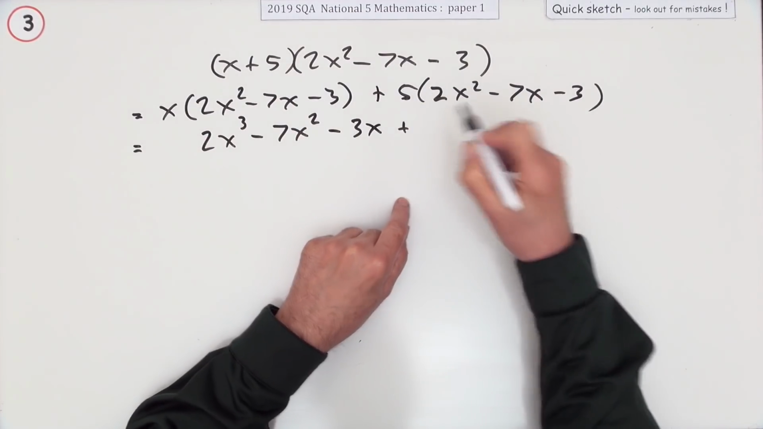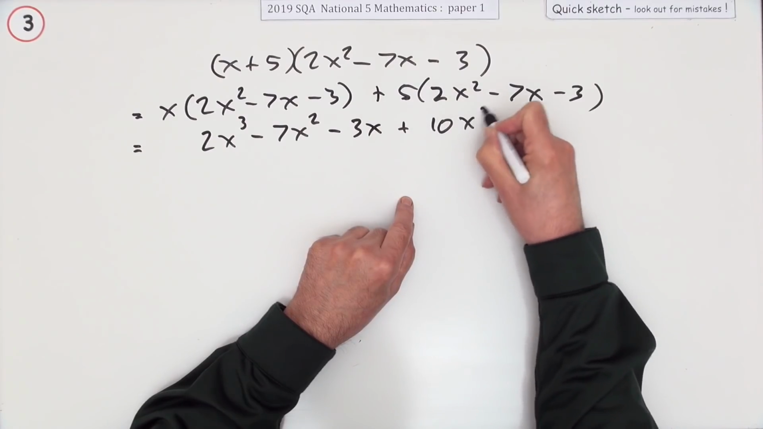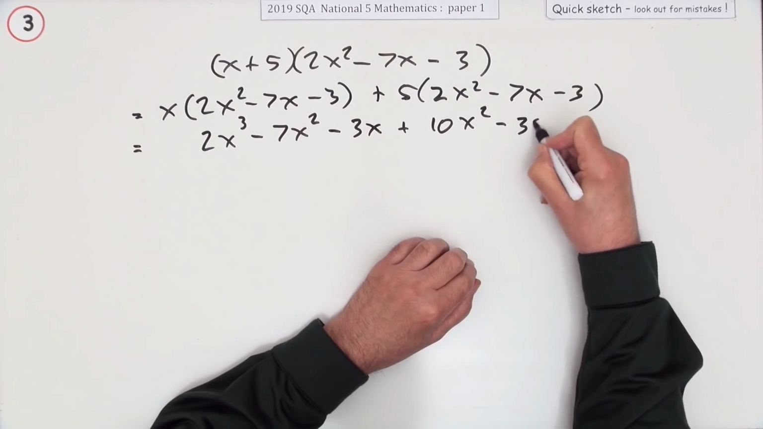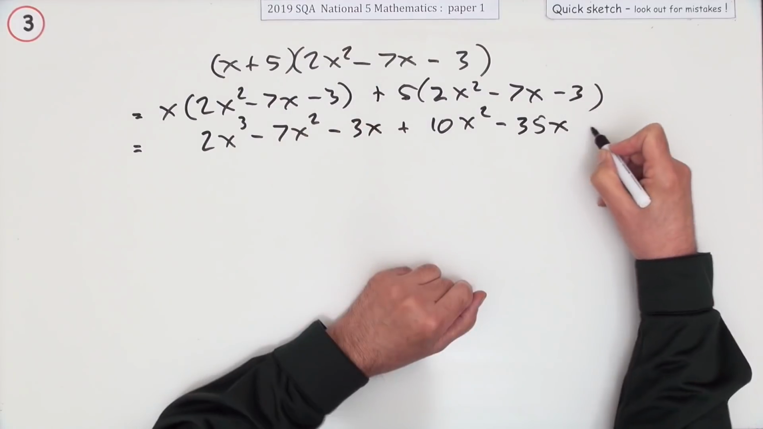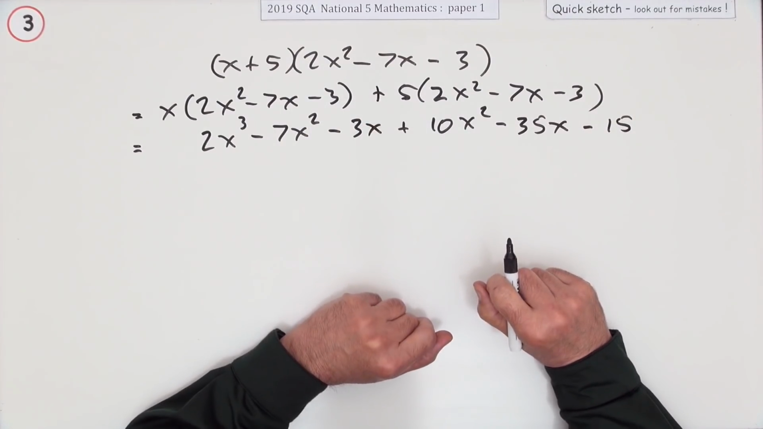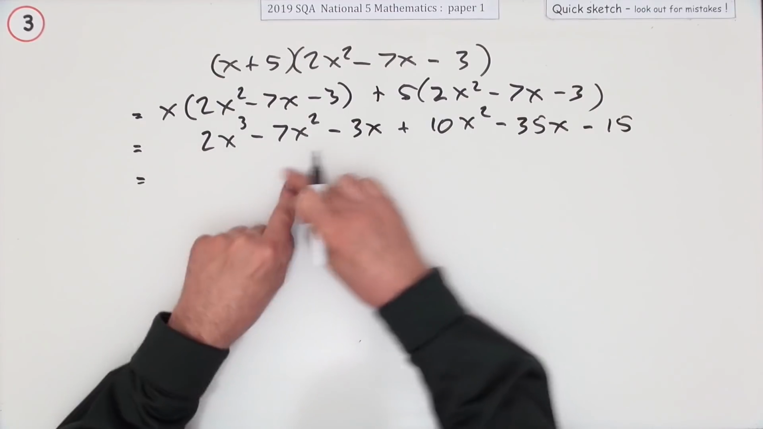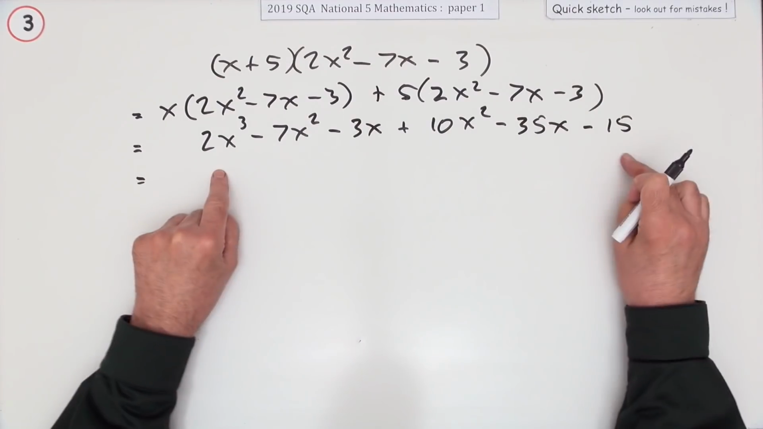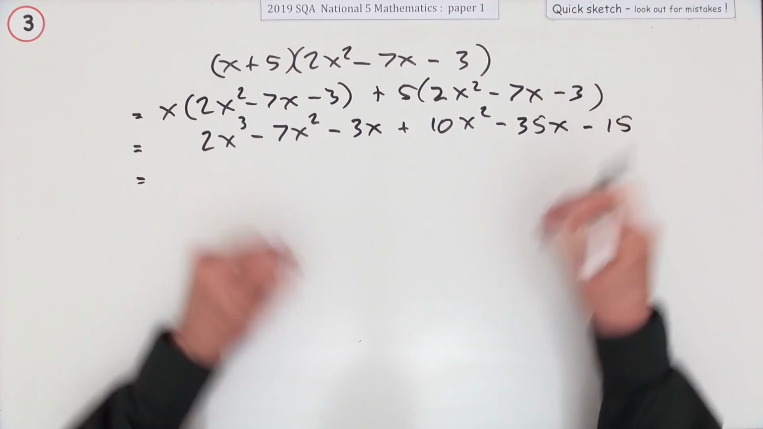Now it's just numbers. 5 times 2, that'll make a 10. 5 times 7, that'll be a 35. And 5 times 3, that'll make a 15. Making sure you have the signs correct. So that's why it said multiply. Now simplify. Because you don't need all 6 of these.